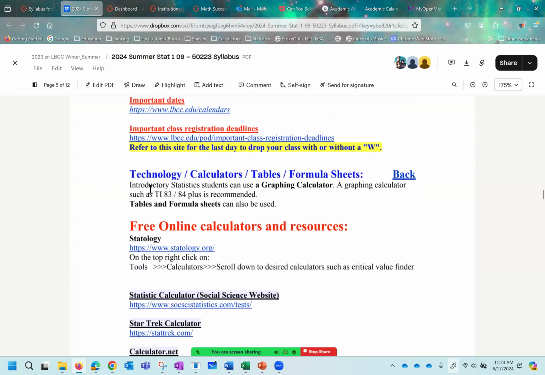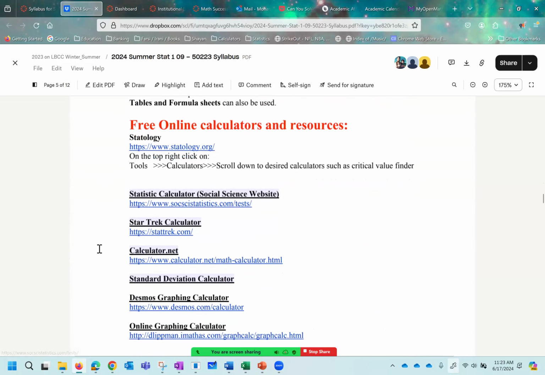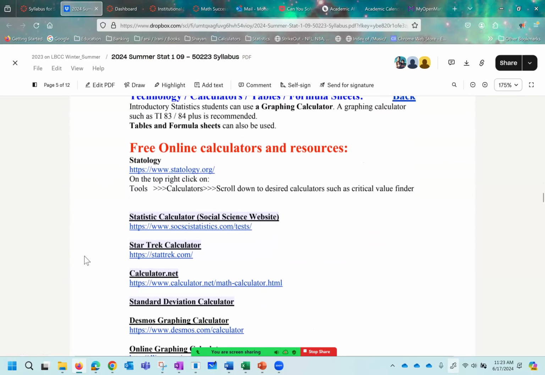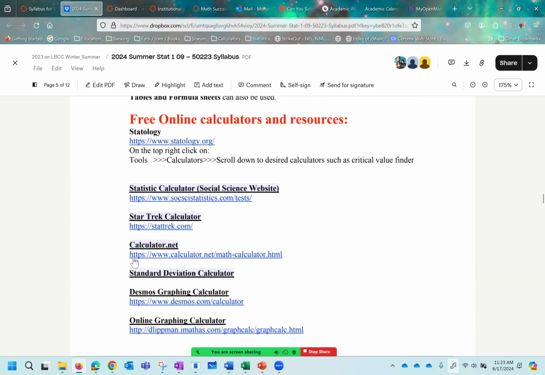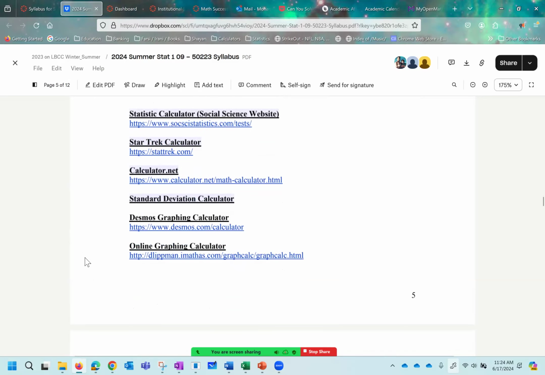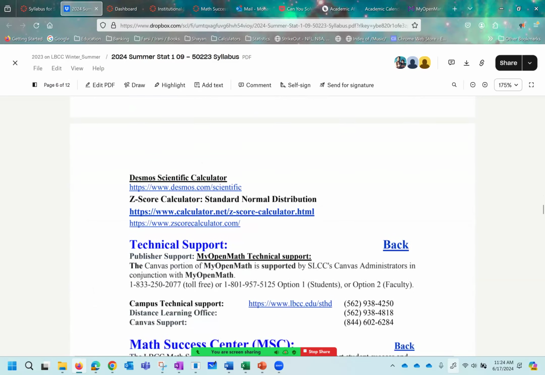the calculator, you may use a TI calculator, a graphing calculator. And there are many free online calculators I'm offering you here because I don't want you to pay for anything. And there are some programs through the Math Success Center. You can get free online calculators. But these are online calculators that I will explain further as we come across MOM, or My Open Math. So you want to get familiar with those and see which calculator works the best for you.